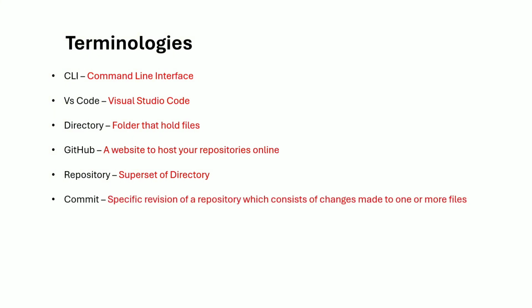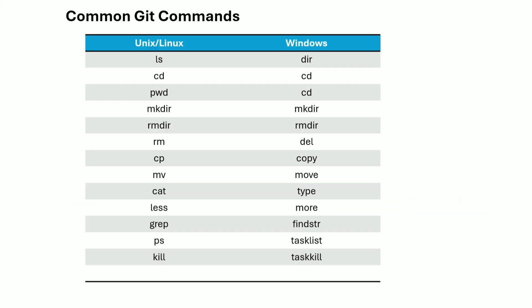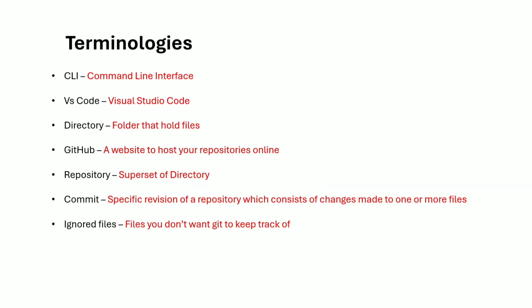Then you have a commit, which is a specific version of a repository, which consists of changes made to one or more files. Ignore files, these are files you don't want Git to keep track of, so you want them to be ignored. So right now we are going to go into the practical section. I'm going to show you how all of this works.